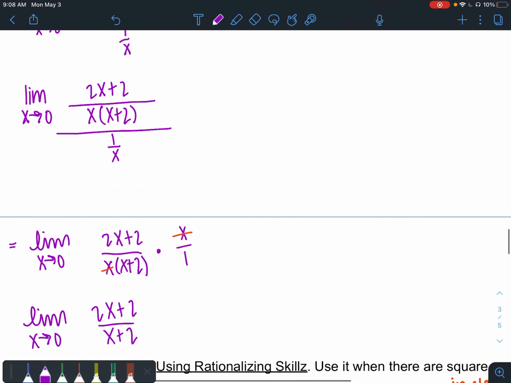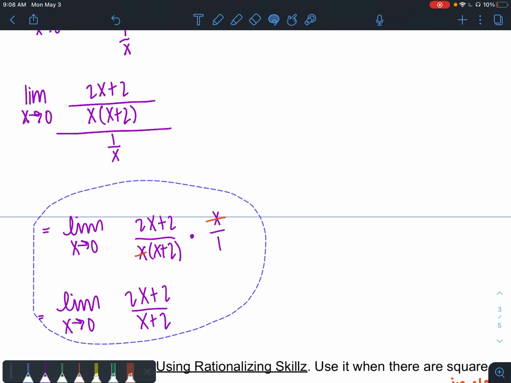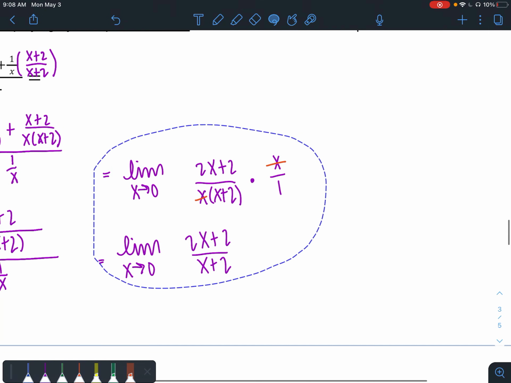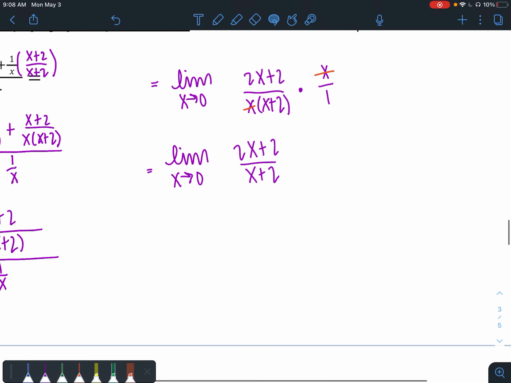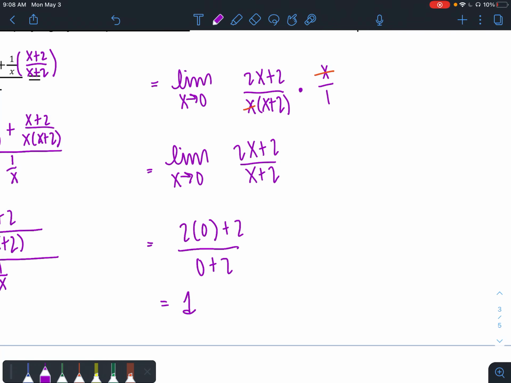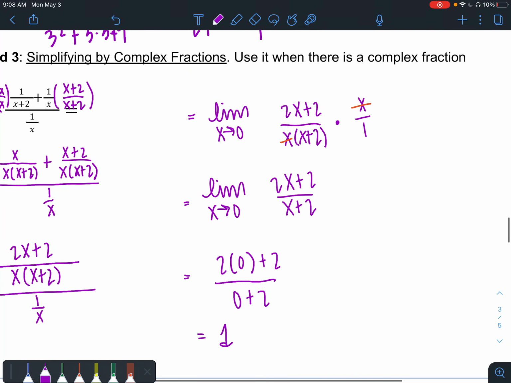So I'm actually going to take this and move it up here so I can plug in 0 for x. So 2 times 0 plus 2 over 0 plus 2 gives me 2 over 2, which is 1. So the limit of this whole thing is just 1.